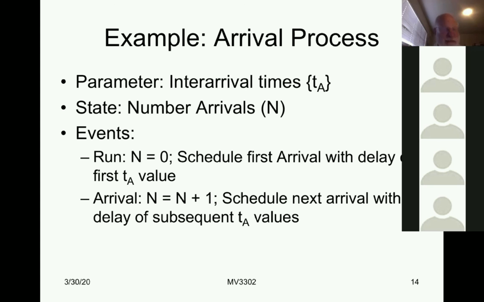The second event, we'll call it arrival. What we call it doesn't really matter. But every time there's an arrival, the state that's counting the number of arrivals is just going to increase by 1. So our state transition is to take the state value n and increase it by 1. It's about as simple as you can get. Now each arrival is just going to schedule the next arrival with a delay of the subsequent t sub a values.